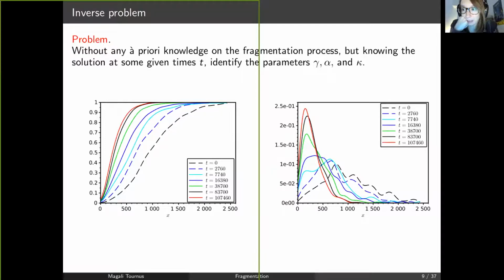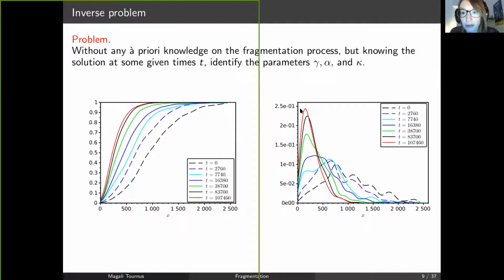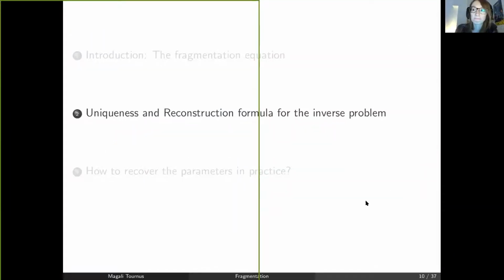Yes, so this is the kind of data we have, and from this data, we want to recover alpha, gamma, and kappa. You see, the data of Wei-Feng really looks like these numerical experiments, in the sense that the profile tends to reach a stationary profile at the end. Okay. So now I will focus on the uniqueness and reconstruction formula.